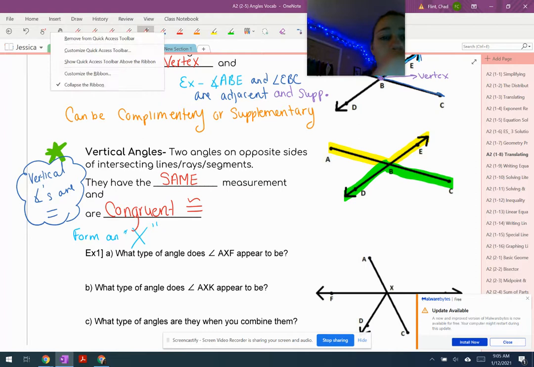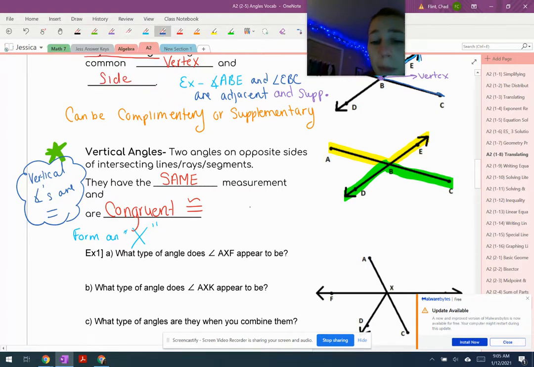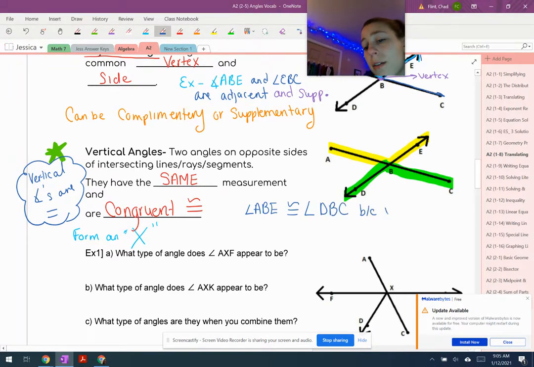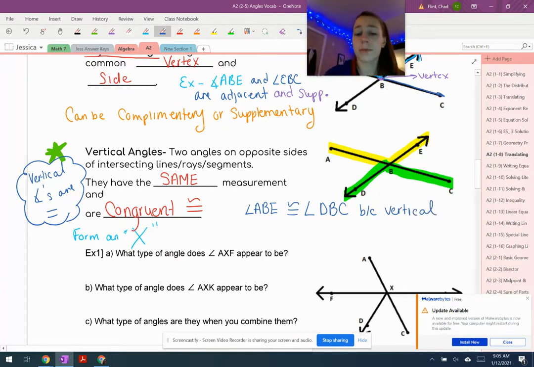Okay, so specifically, angle ABE is congruent to angle DBC because they are vertical. There's also a different pair of vertical angles in there that you could get from looking at it the other way.